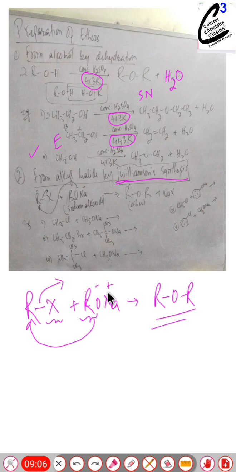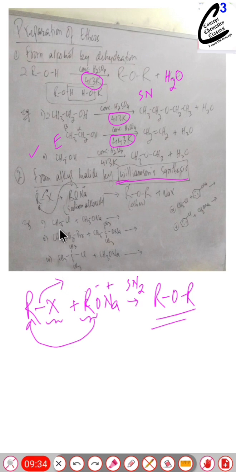Okay, so this is SN reaction actually, and the reaction can be SN1 or SN2. Usually this is SN2 reaction, but it can be SN1 also. It is SN2 reaction, okay, not SN1. And now let us take some examples for this reaction, for this Williamson synthesis.